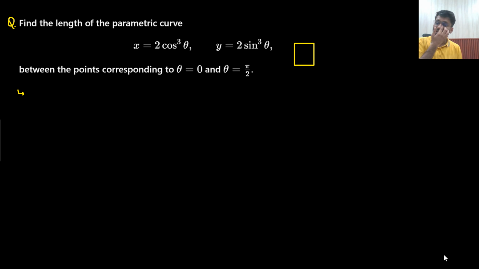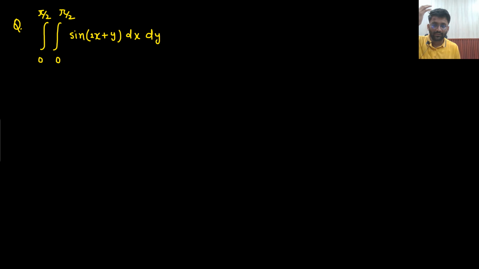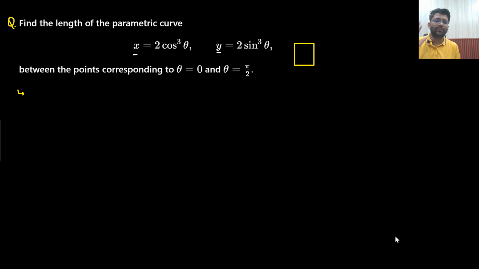One more question is there. This is, I guess, a GATE question only. What you need to find out is the length; the parametric equation is given again in terms of x and y, with theta going from 0 to pi by 2. This is the last question of this lecture as well. Okay, so let's find out the length L.